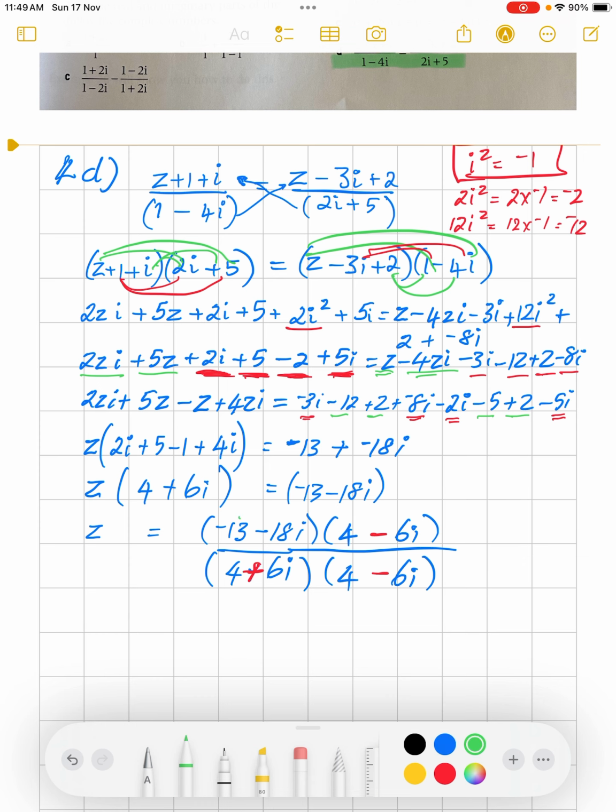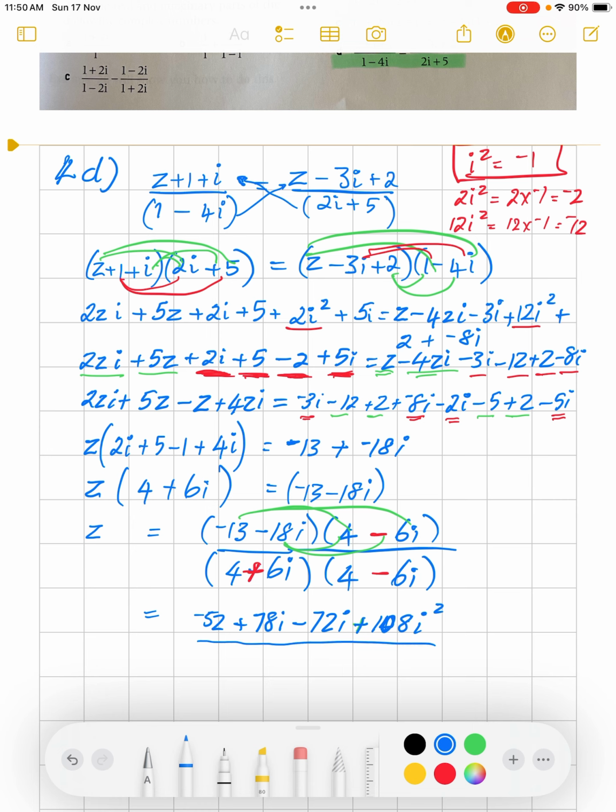And let's expand. Negative 13 times 4 is negative 52. Negative 13 times negative 6i is positive 78i. Negative 18i times 4 is negative 72i. Negative 18i times negative 6i is positive 108, because 6 times 18 is 108. i times i is i squared.